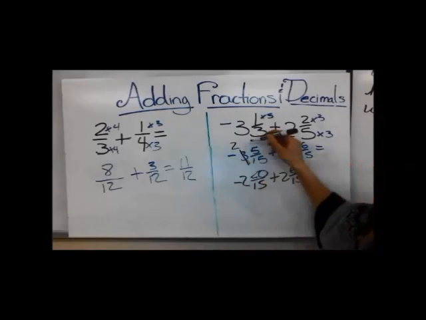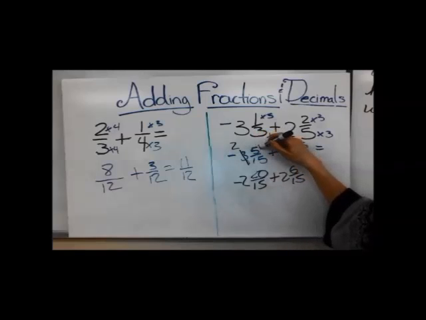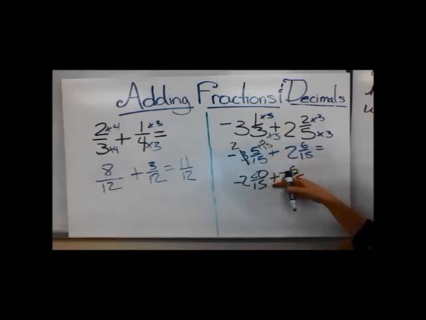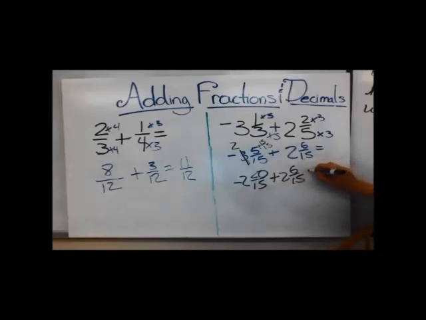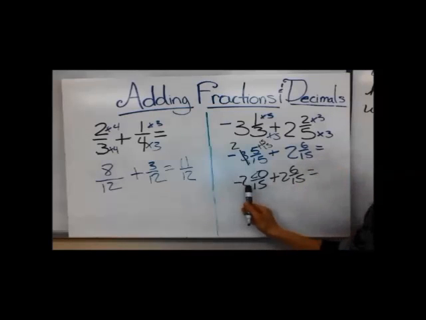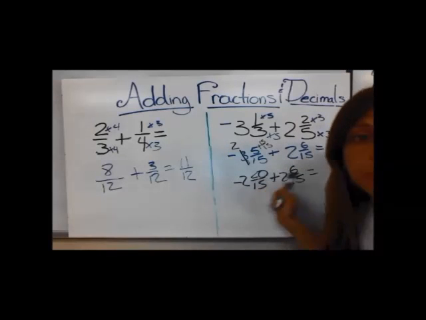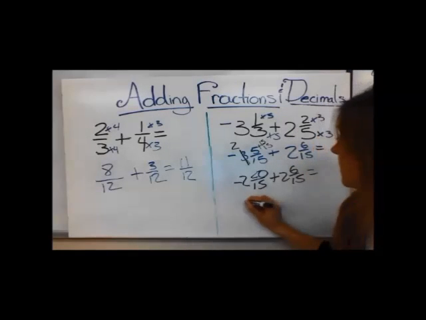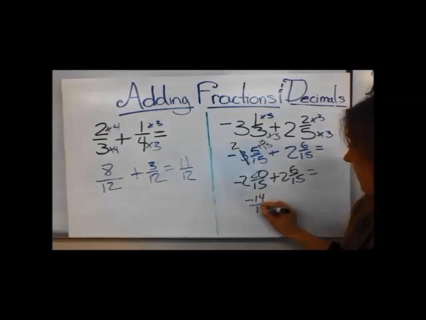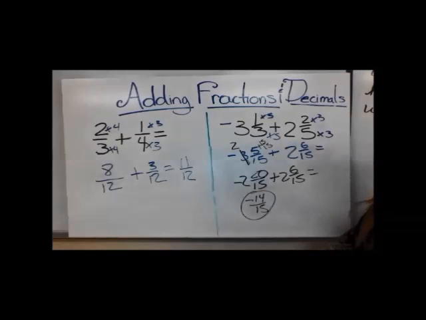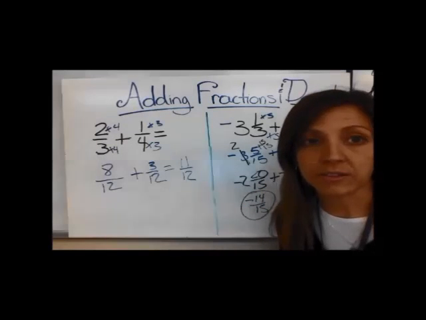So I took 1 away from the 3, and I added 1 whole or 15/15 to 5/15 and came up with 20/15 plus 2 6/15. So now I'm going to add my whole numbers. -2 plus 2 is 0, and -20 plus 6 is -14 out of 15. This is the second way you can handle this.